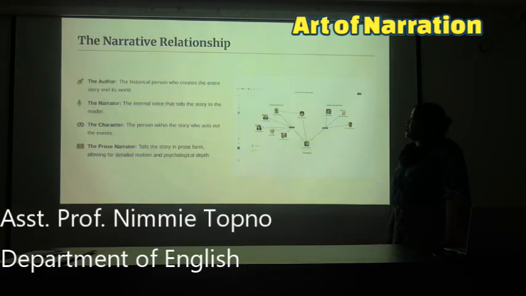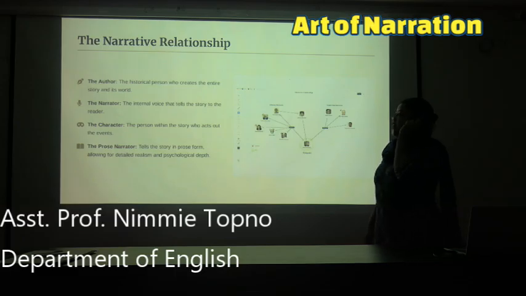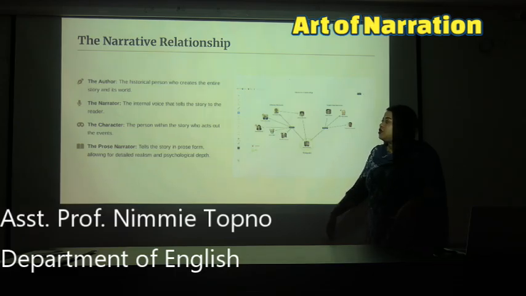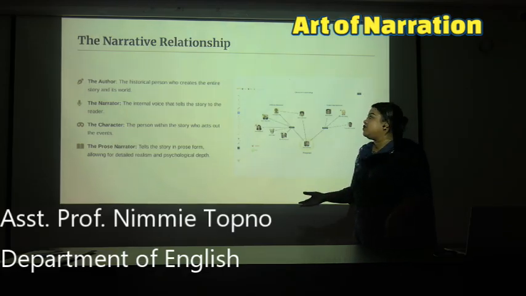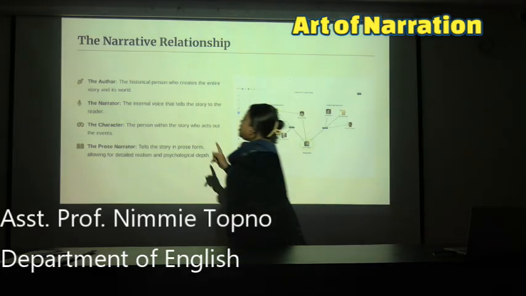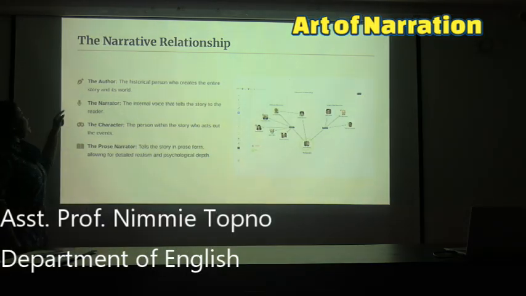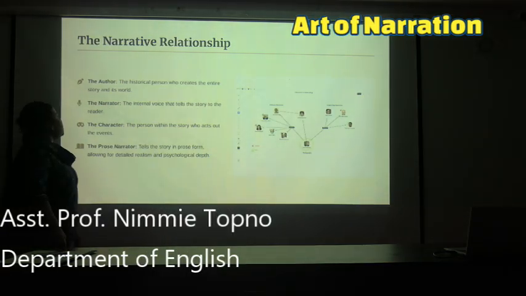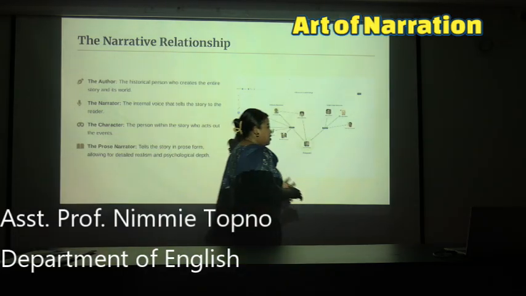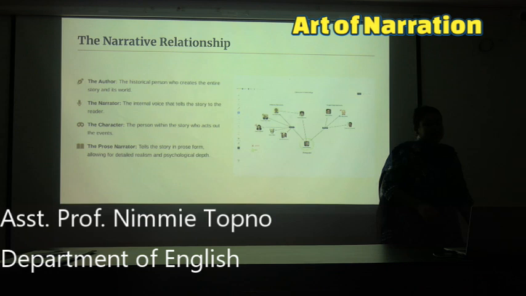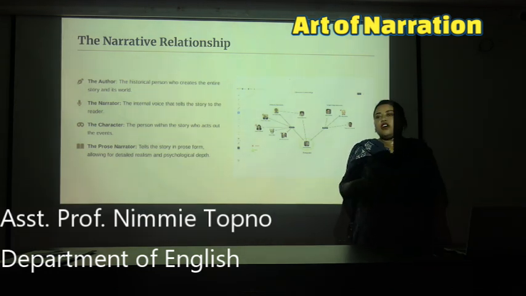The narrative relationship. What is the relationship between the narrator and the author and the reader? Now, any work of art is produced through the author. He is the one who gives it to you. He is the one who writes it for you. The author, the historical person who creates the entire story and its world. Fine? You understand what an author is? The historical person who creates the entire story. Without the author, you will not have any work of art.